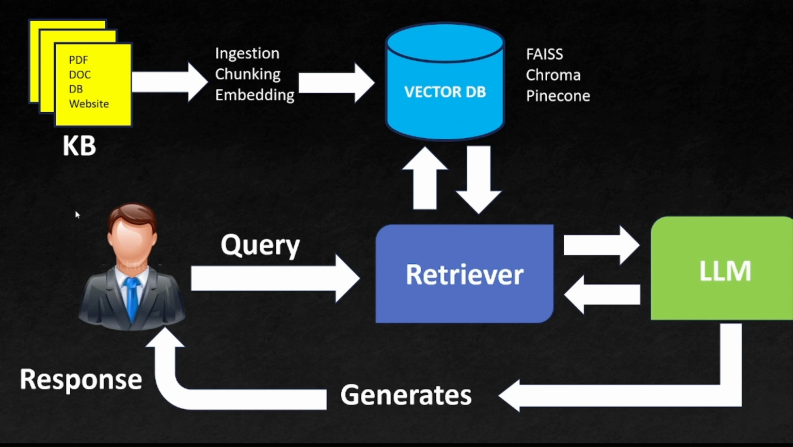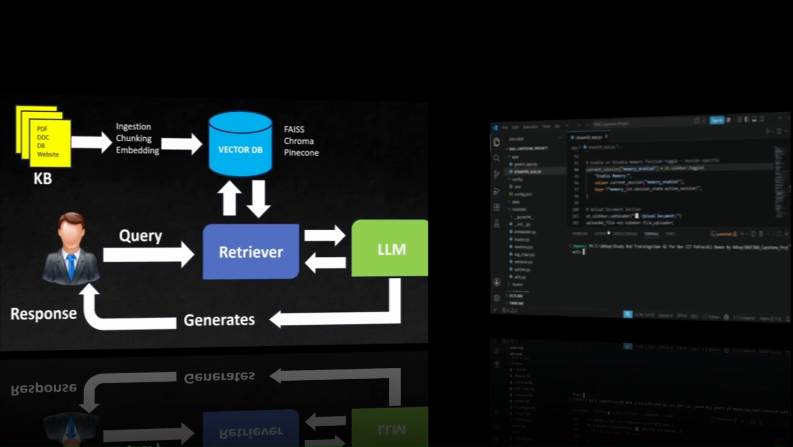So the user fires up the query. That query comes to the Retriever. The Retriever uses the vector DB, which has been embedded and loaded with all the content from this KB, that is the knowledge base, in our case our PDF. And then this retriever takes help of the LLM. Finally, the LLM produces the result, and that is the response that comes back to the user. In our case, the LLM can be either Gemini or OpenAI. Let's go and see how it works in action.